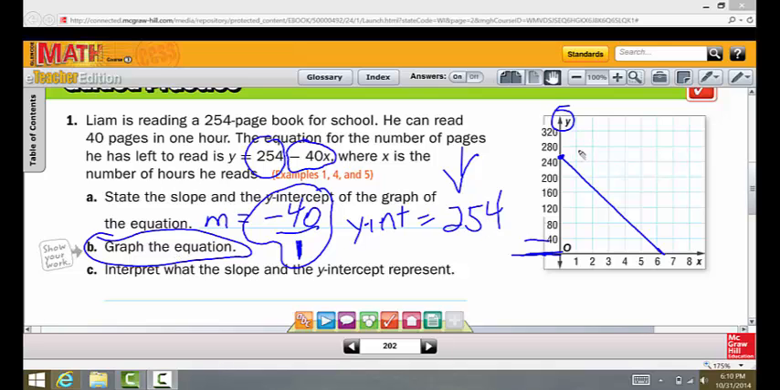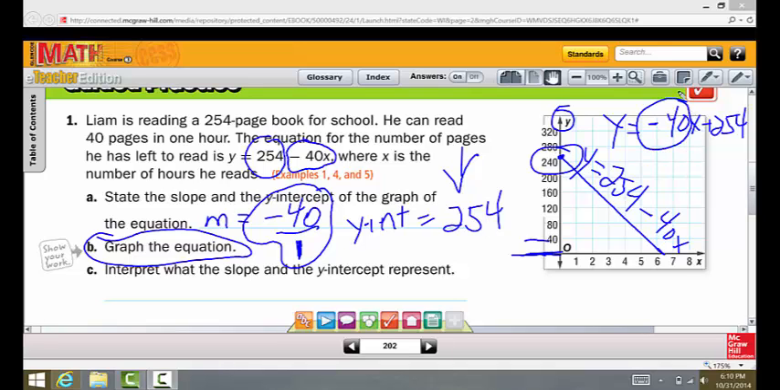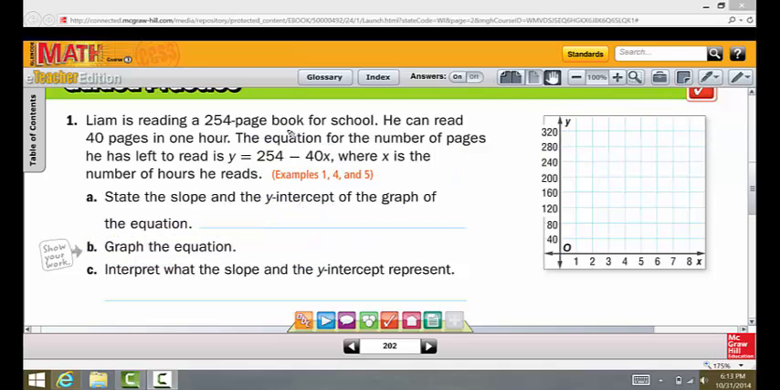And again, it's always a good idea to write y equals 254 minus 40x. Now we could just as easily have written that equation as y equals negative 40x plus 254. And then you would see that this would be our 254 intercept, and we're dropping down 40 and going over 1 for each one. But they put it in this format, so that's what I want you to see here. Let's clear things a little bit so we can see a little bit better here.